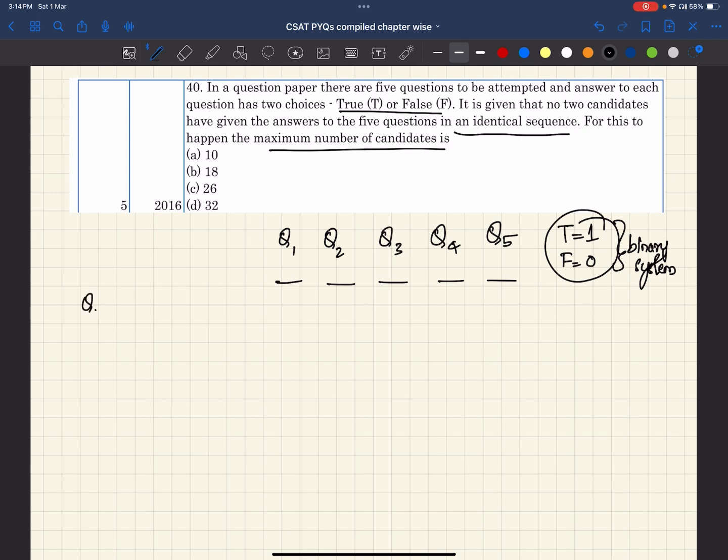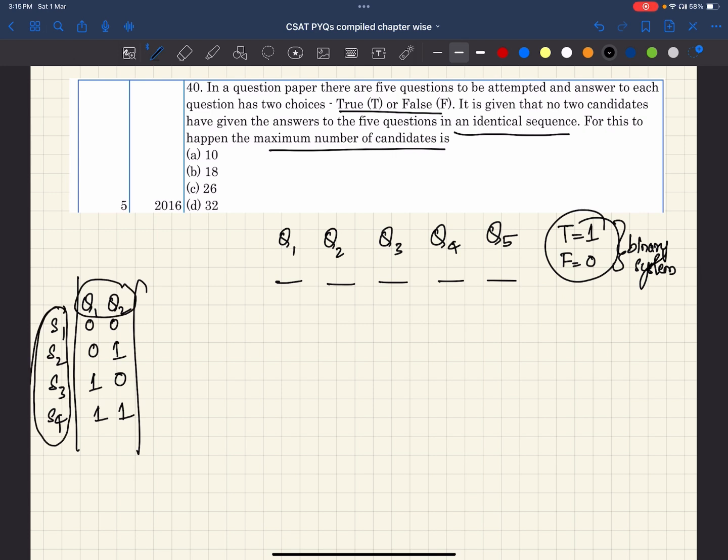Now, I'll tell you an example. Let's take, there are 2 questions. That means, now what is telling? No 2 students have given identical answers. So, right? This can be student number 1. He kept 2 questions false, 0 and 0. Student number 2, 0 and 1. Student number 3, 1 and 0. Student number 4, 1 and 1. Right? But see, it is like truth table, right?